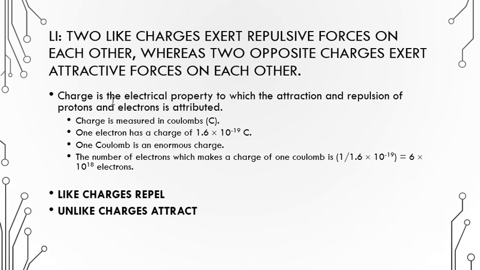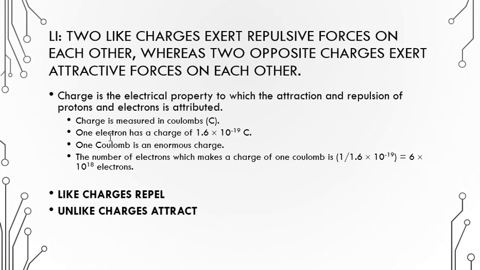So charge is basically just the electrical property to which attraction and repulsion of protons and electrons is attributed. Charge is actually measured in a special unit called the coulomb, which has a capital C. So charge is measured in coulombs. And one electron has an absolutely minuscule amount of charge. It has 1.6 times 10 to the minus 19 coulombs.